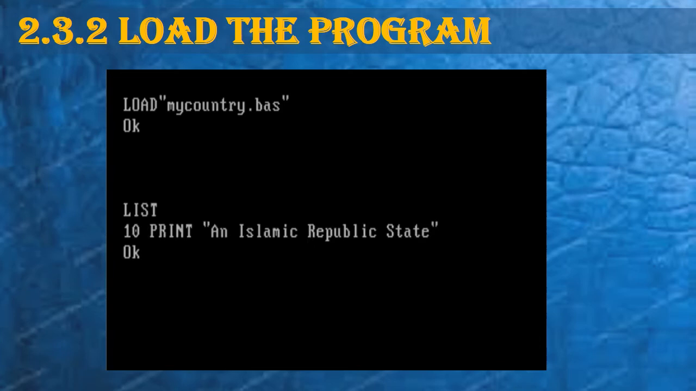So I have typed the load command and in the double quotes my file name mycountry.bas, and when I executed the same, what happened? It just gives me an OK message. Where is my program? To see the program or the program lines, you have to use the list command. It will show you the lines of your program, and in my case it's only one over here.